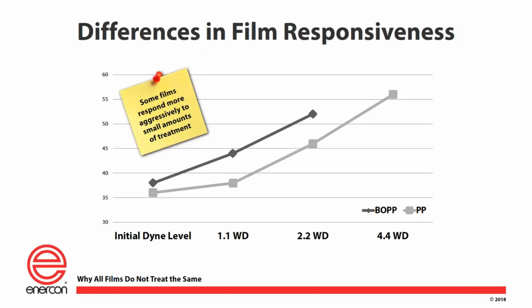So for example, let's take two polypropylenes, right? We have a BOPP and a standard cast polypropylene. Well, again, you start with your initial dyne level. On the BOPP, we apply a given watt density of 1.1 and we get a certain result. At the same watt density on this cast polypropylene, we're not even getting anywhere near that same result. Here's where the confusion lies, folks. Are they both polypropylenes?